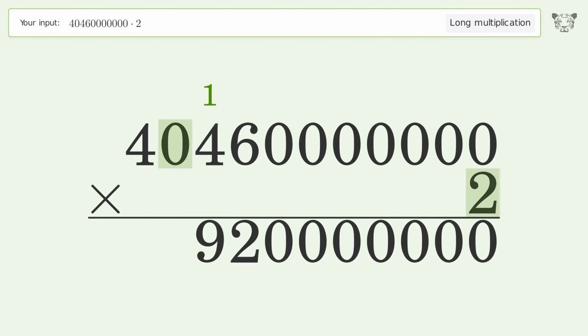0 times 2 equals 0. 4 times 2 equals 8. And so the final result is 80,920,000,000.